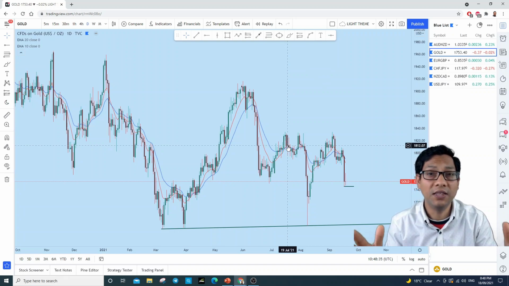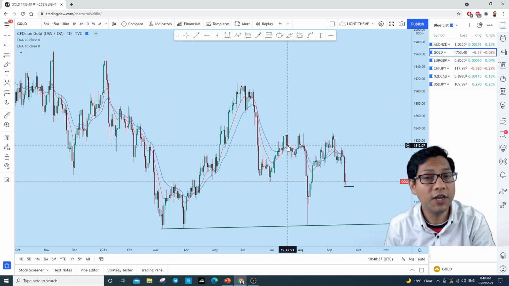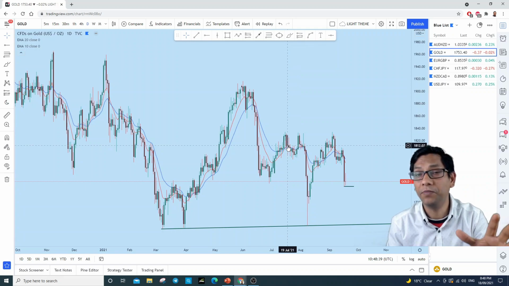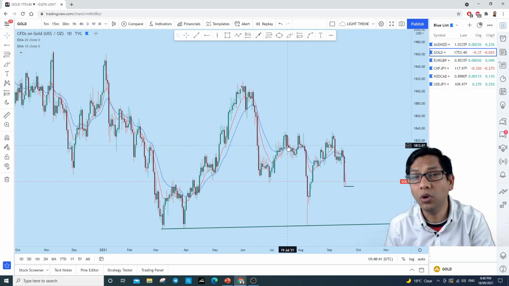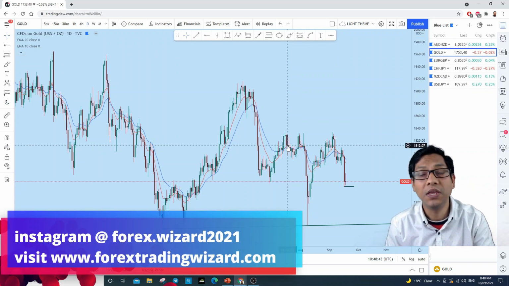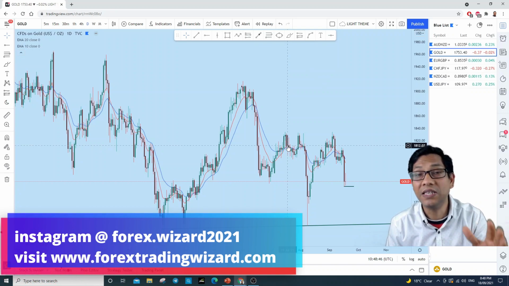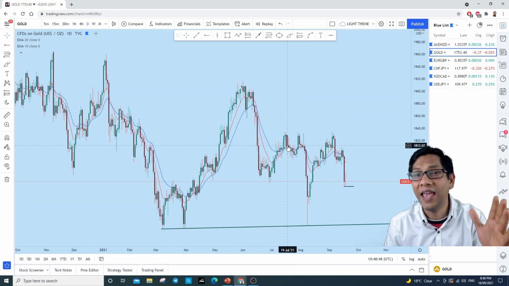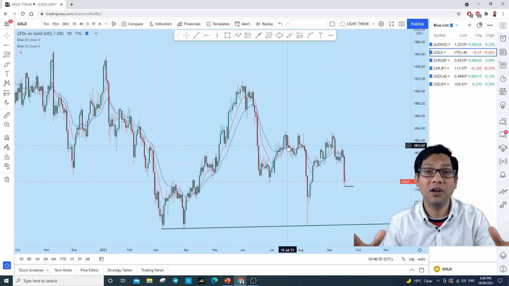The pairs that we will be looking to analyze today and also will be looking to trade next week are gold, AUDNZD, EURGBP, CHFJPY, NZDCAD, and dollar yen.